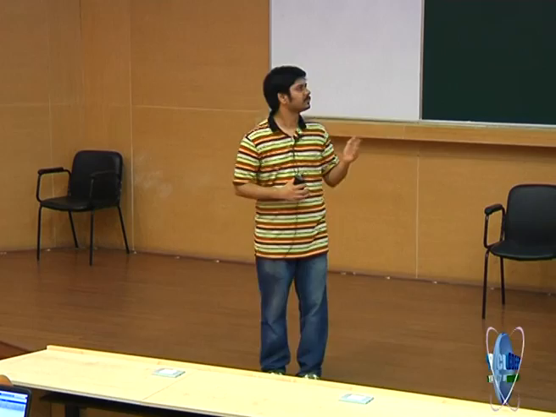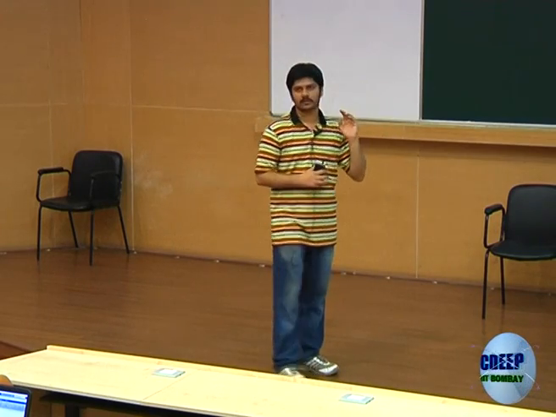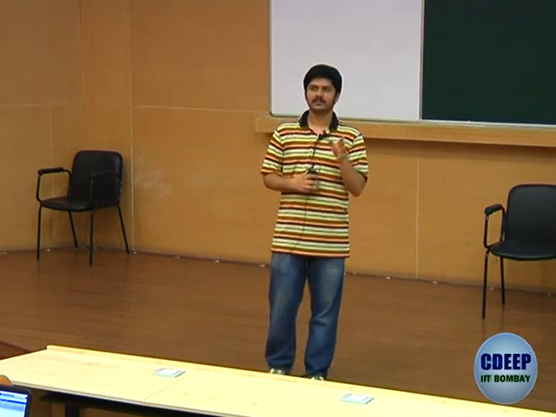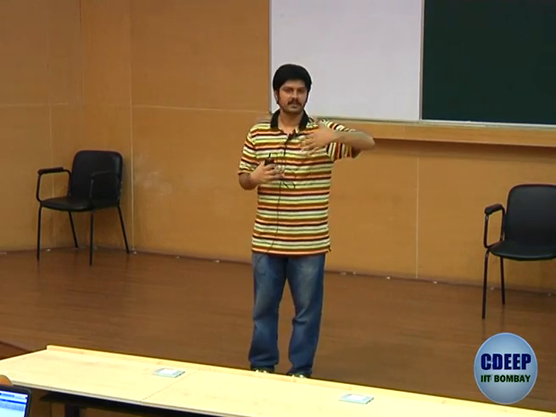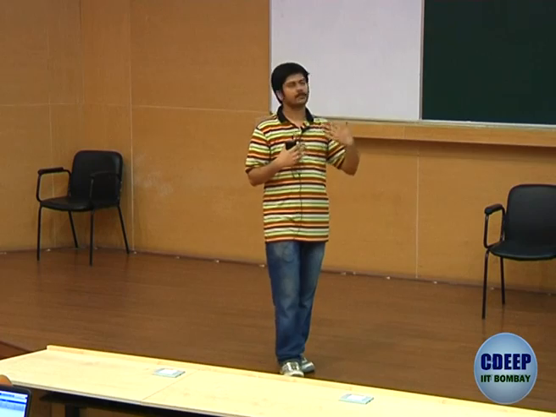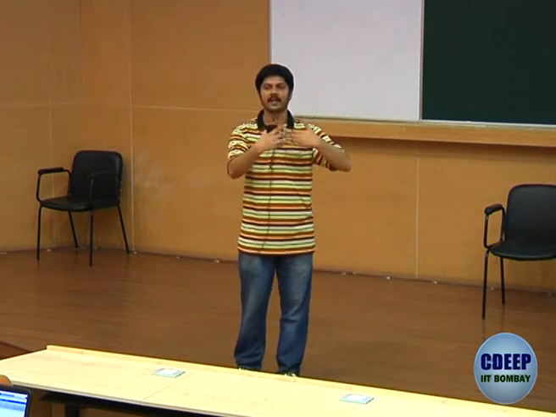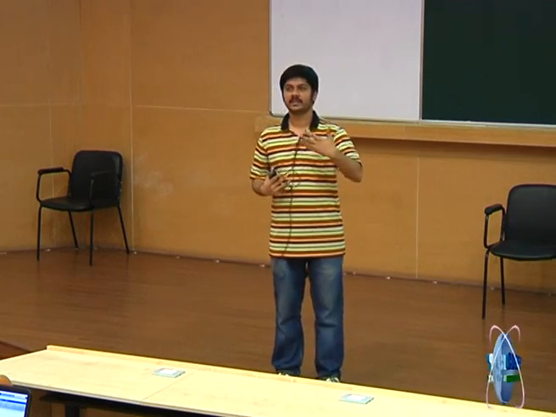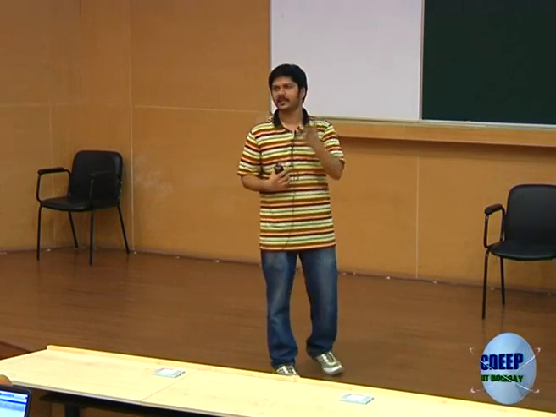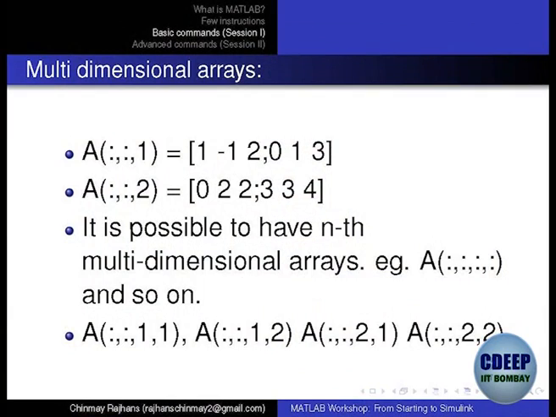The way you read or write the multi-dimensional array is, you do A of colon, comma, 1, that is the first 2 cross 2 or whatever dimension you have, that array in the front. The second one is A of colon, comma, 2, that is at the back, the second 2D array. These two together form a 3D array, and you can read and write using the same variable name. This will work provided the dimensions are matching. The dimension on the right hand side should match. You can go to higher dimensions.